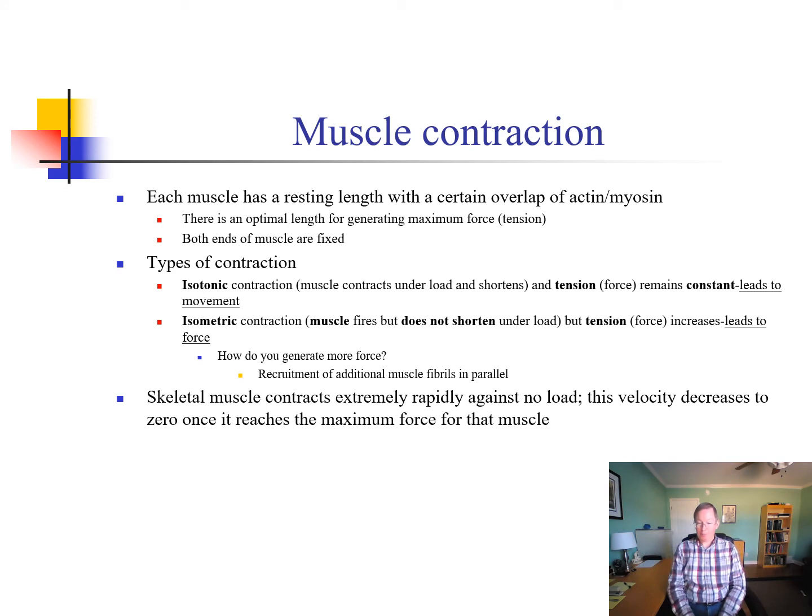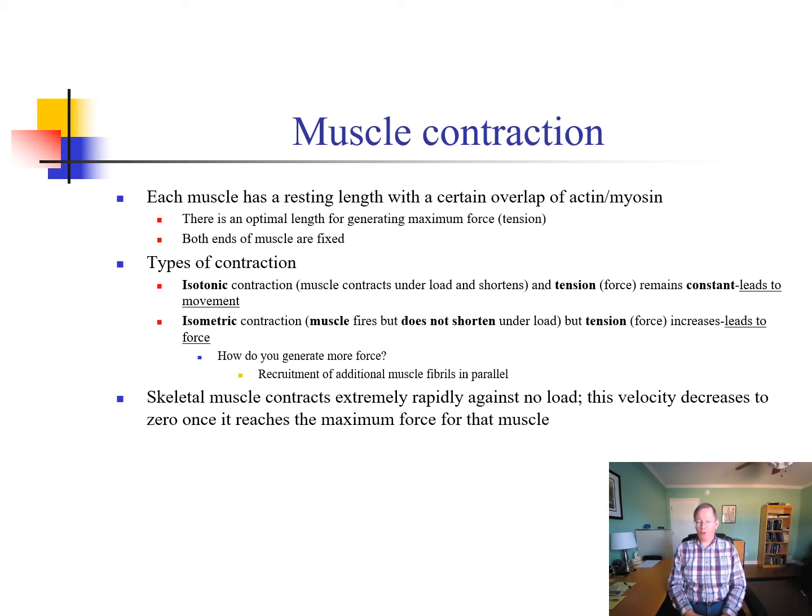Now, whether I'm doing isotonic or isometric in particular depends upon what I'm trying to do. If I'm trying to lift something up or hold something, if I'm trying to move it, then I'm going to isotonically contract. If I'm trying to hold it, then I'm going to isometrically contract. And you know from exercise, you might have different types of exercise that are either isotonic or isometric.